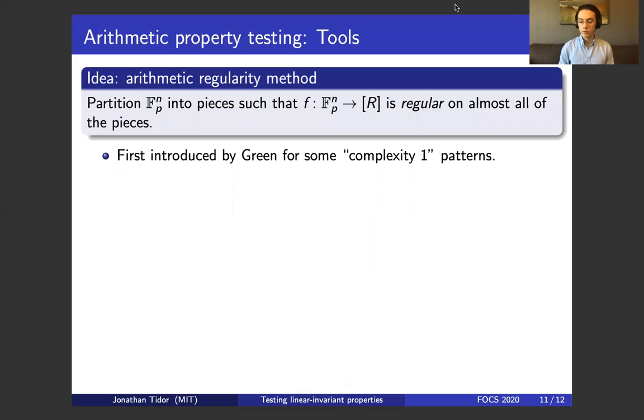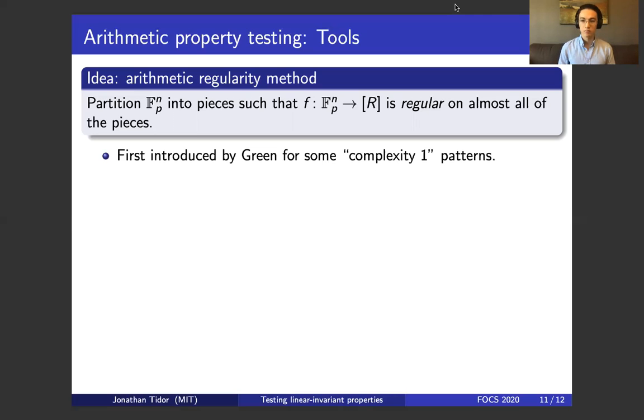So the main technique used for all of these broad works is what's called the arithmetic regularity method. The arithmetic regularity method is the arithmetic analog of the graph regularity method, which we saw when looking at graph property testing. The main idea is you take your vector space F_p^n and, given the function f from F_p^n to R, you cut up your vector space into nice pieces such that the function looks regular in some sense on almost all of these pieces.